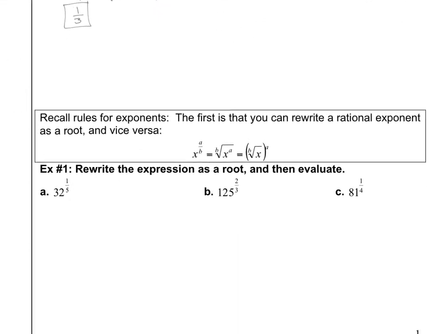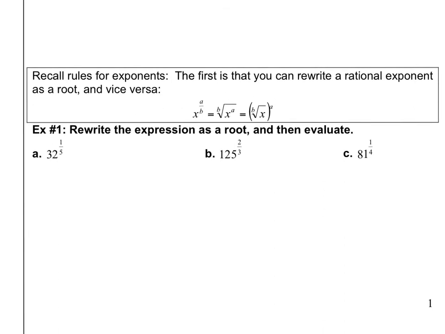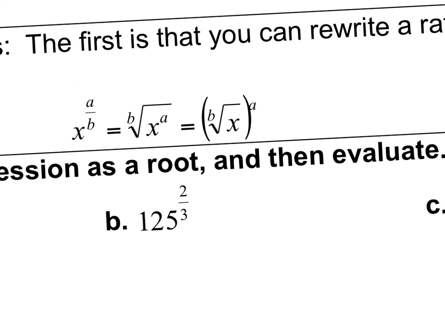Now I want to get into some rules for exponents. Also, this should all be review as well, but it gets a little bit more interesting as we go on. So we're going to recall some rules for exponents. The first is that you can rewrite a rational exponent. Rational is just another word for fraction. So if you want to write a fraction exponent up here to help you think about what that means, you can write it as a root and vice versa. Here's how you do that.